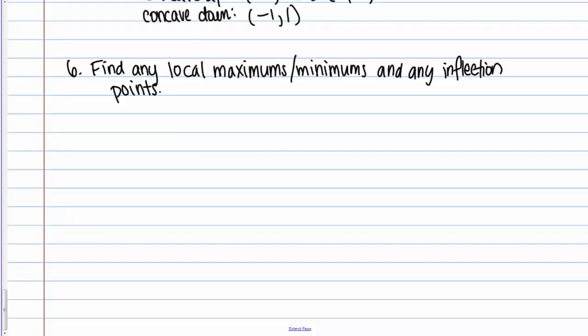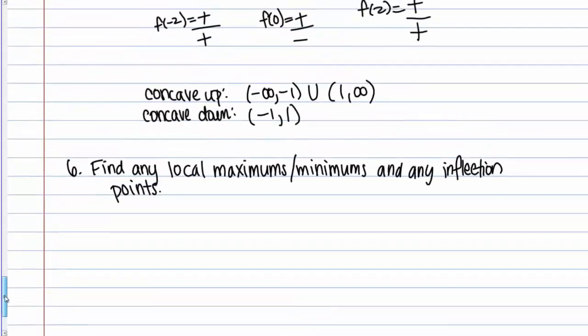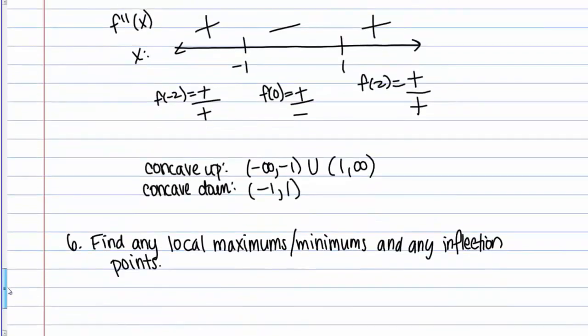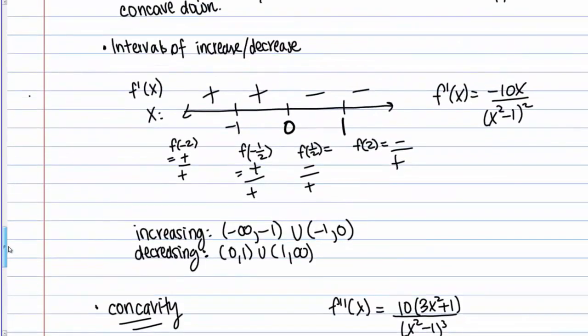Step 6 is to find any local maximums or minimums and any inflection points. To do this, we need to use the information that we found in step 5. Local maximums or minimums come from first derivative information. So let's go up to our first derivative chart here.